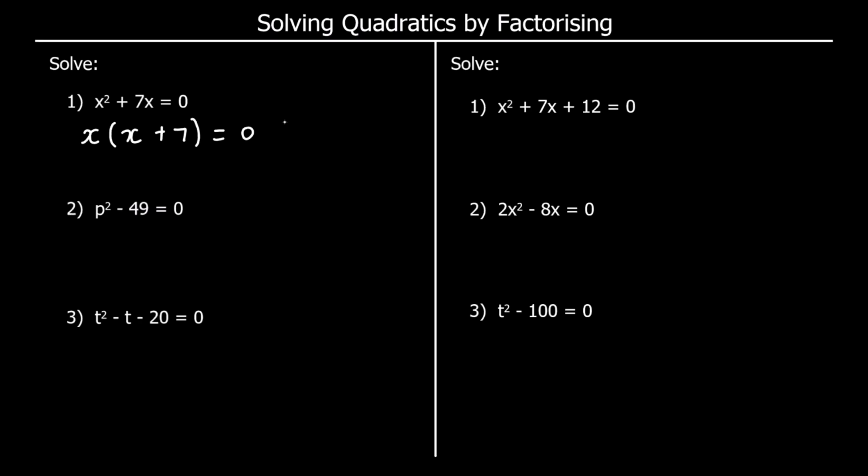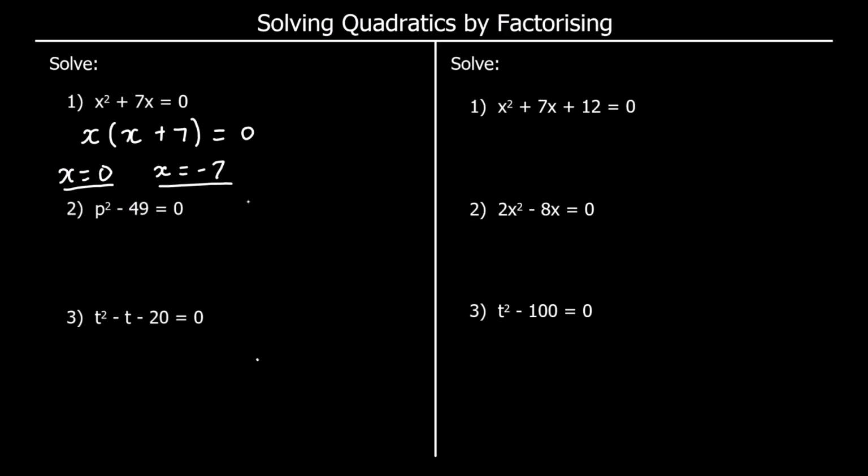If a multiplication is equal to 0, that means one of the two terms must be 0. So either x equals 0, or x plus 7 is equal to 0. What does x have to be for x plus 7 to be equal to 0? It has to be negative 7. So x can be 0 or negative 7.